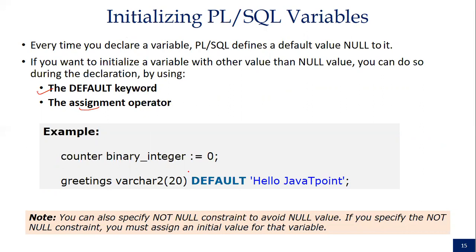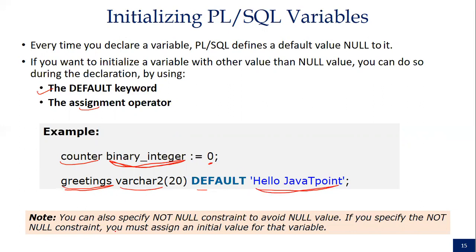Whenever you directly assign a value, you can specify it directly, like 0 for this counter variable. The counter variable we have declared as binary integer, which is its data type, and then we have directly specified the value 0. Greetings is another variable. It is of type varchar2, and we have specified the default value hello Java point, and that default value is assigned to greetings.